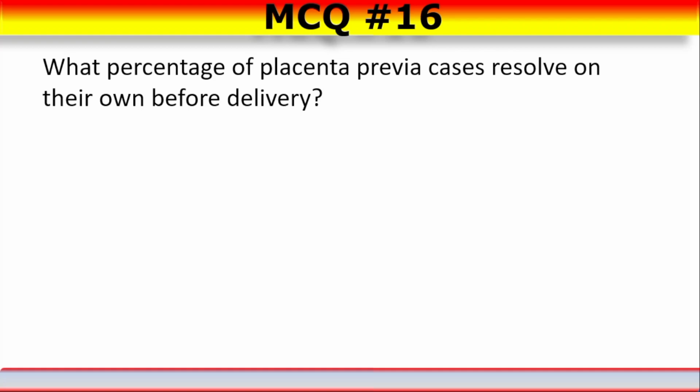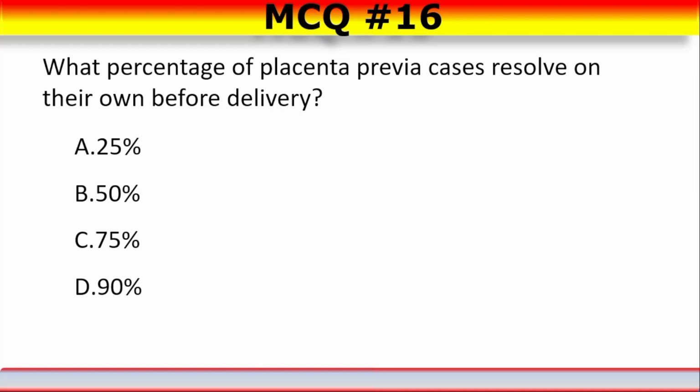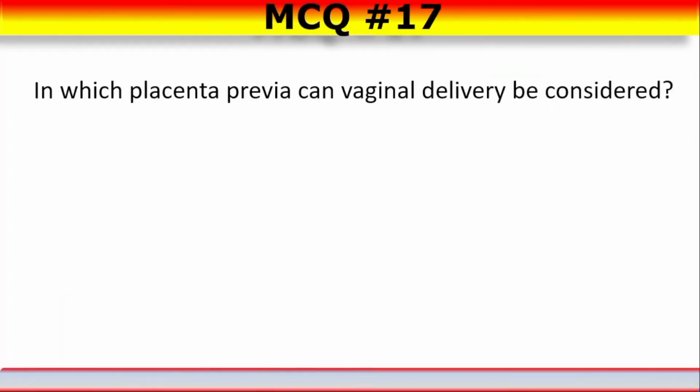Question number 16. What percentage of placenta previa cases resolve on their own before delivery? A. 25%, B. 50%, C. 75%, D. 90%. The correct answer is 90%. Due to something called placental migration, most placenta previa in the second trimester will resolve on its own before delivery.